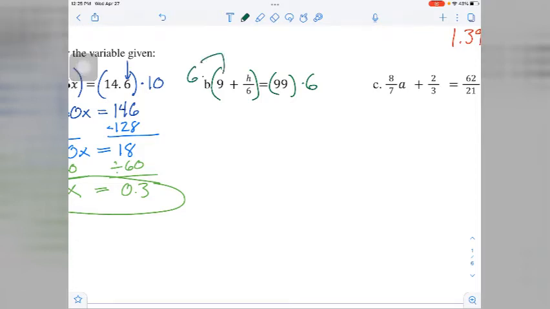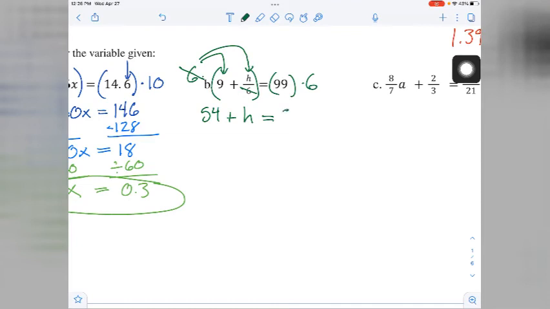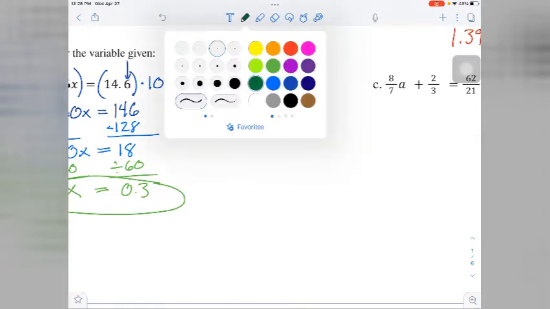And so we have to multiply 6 times 9, which is 54, and 6 times h divided by 6 is just h. So when you do 6 times h divided by 6, it just turns into regular h. These two things cancel out, and all you have left is h. 6 times 99: 6 times 90 is 540, 6 times 9 is 54. When you add those together, you get 594. And that's my equation with whole numbers, and it's less scary.